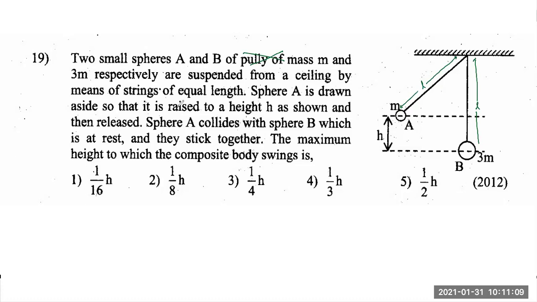Sphere A is drawn aside so that it is raised to a height h as shown and then released. Sphere A collides with sphere B, which is at rest, and they stick together. The maximum height to which the composite body swings is?